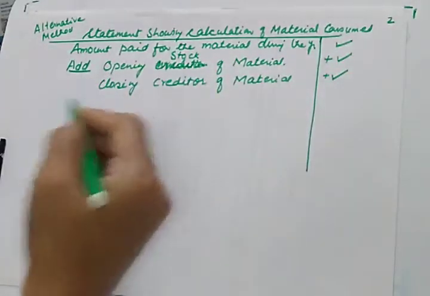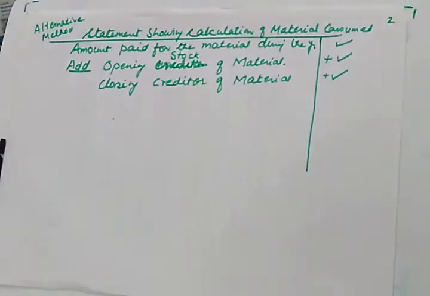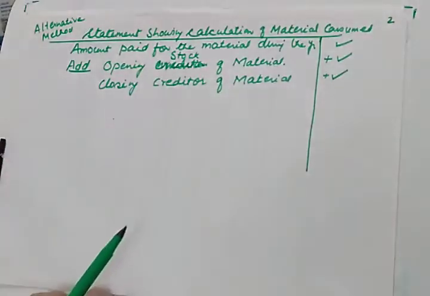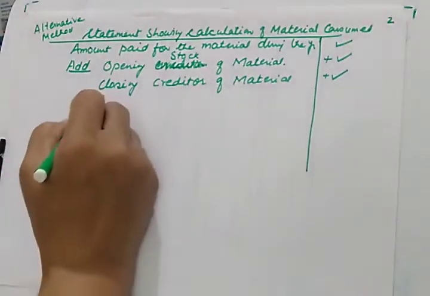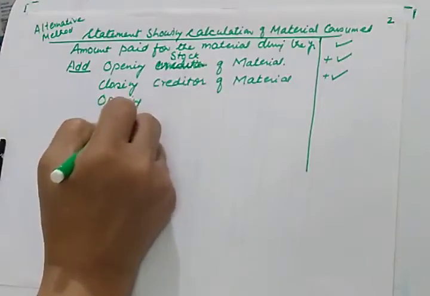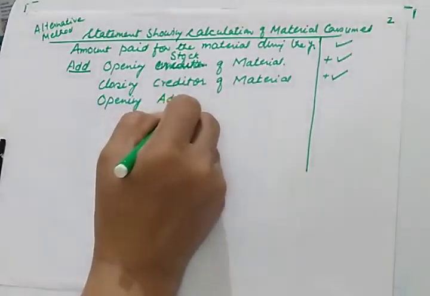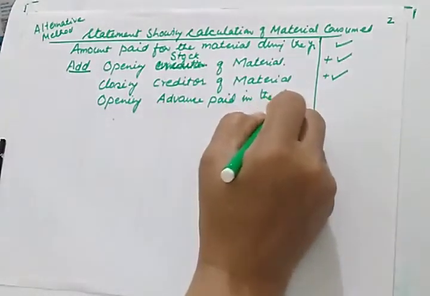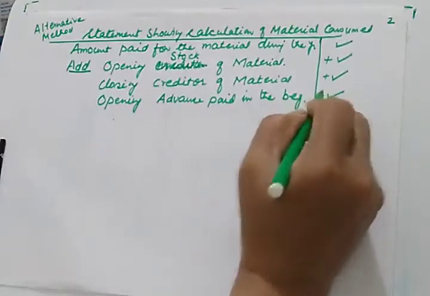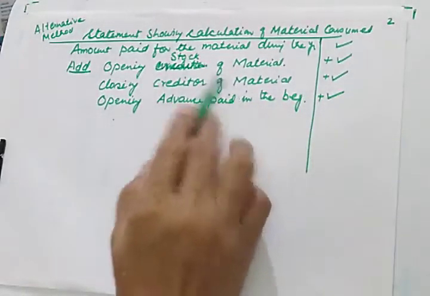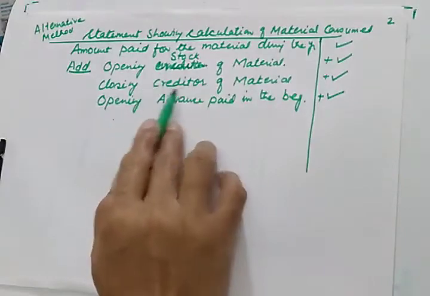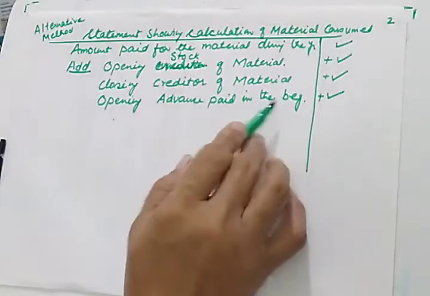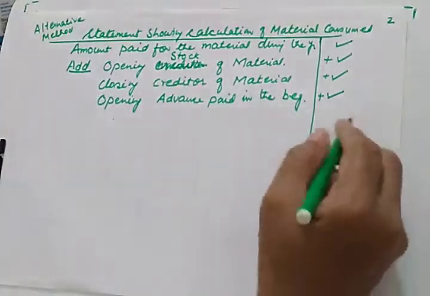And what else will be added? Because you know that 3 details are given to us in this situation. 3 details are advance in the beginning. So here we will be adding opening advance, advance paid in the beginning, will also be added. So we'll be adding 3 items: opening stock of material, closing creditors of material, and opening advance paid for, advance paid in the beginning of the year will be added.